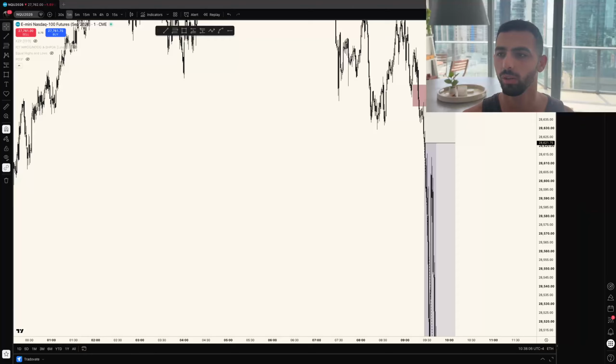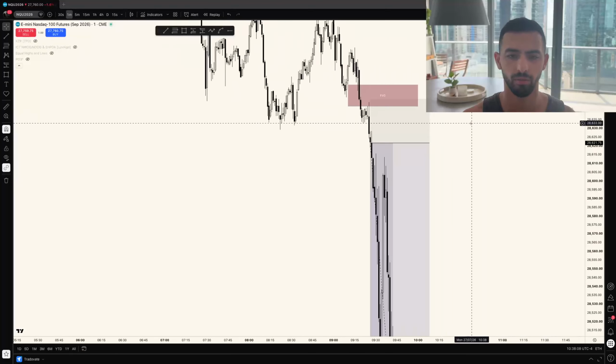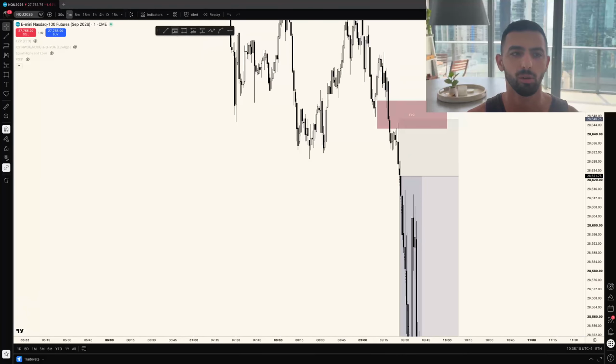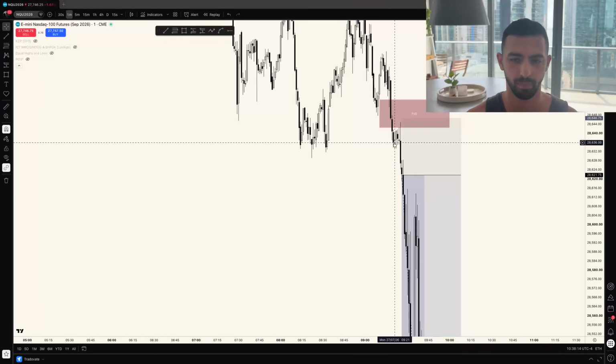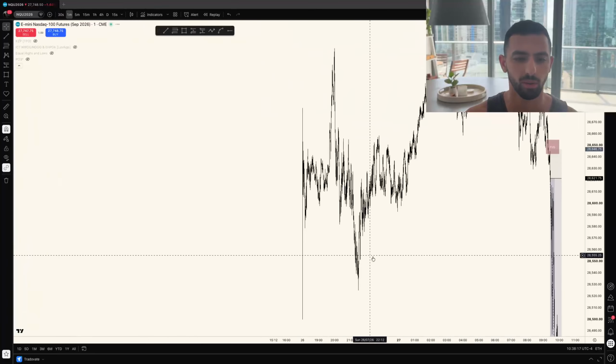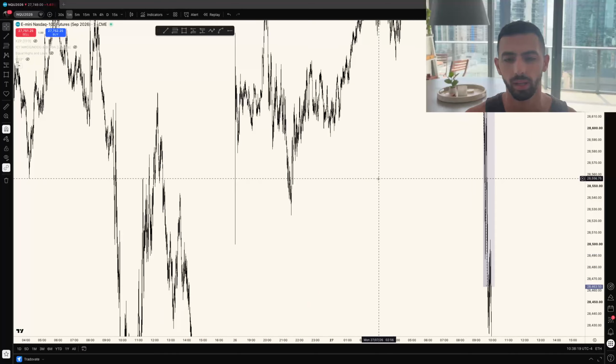So pretty much there was no inversion over here, but that was just so obvious to me, and technically we had a CISD over here, but that was just so obvious to me. The draw was so bearish towards this new week opening gap.